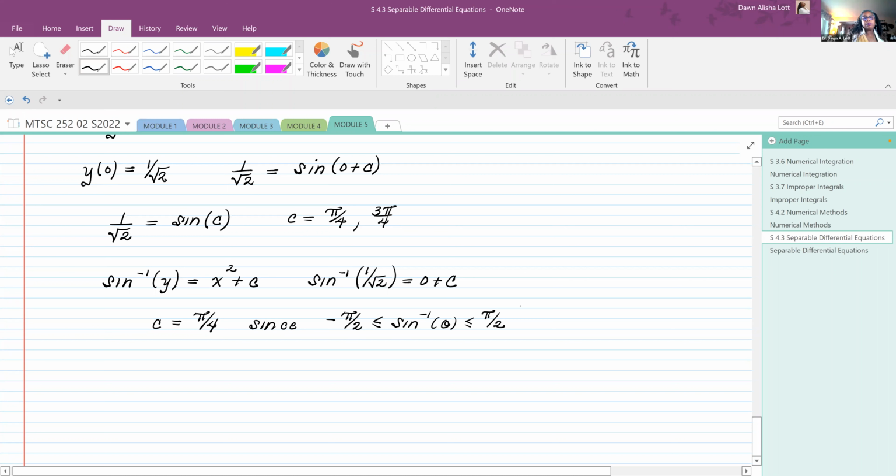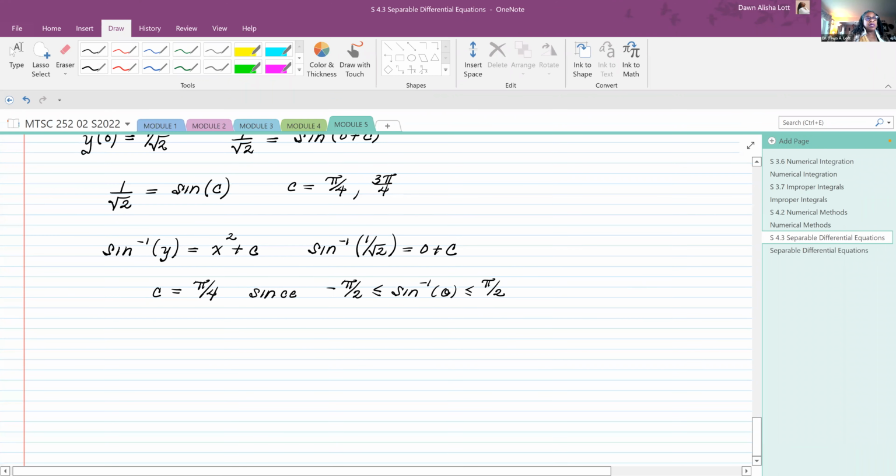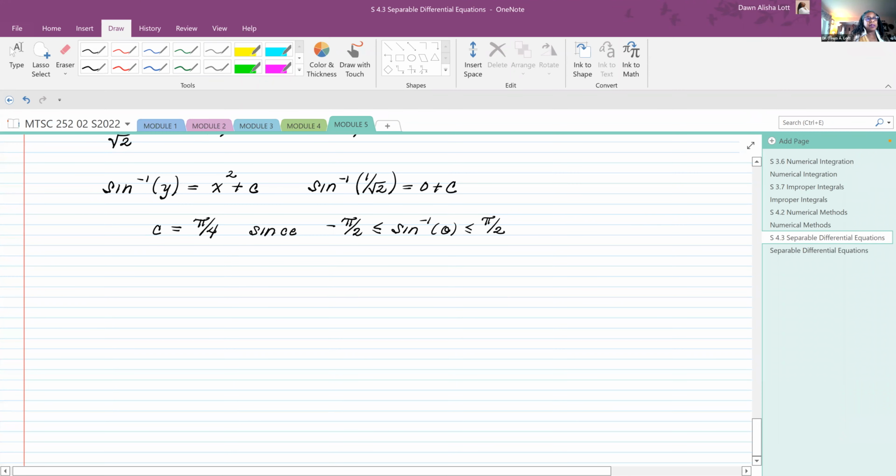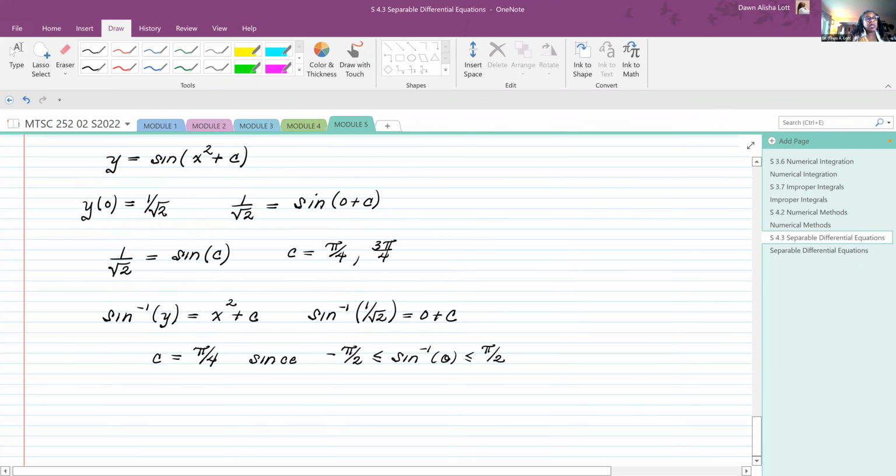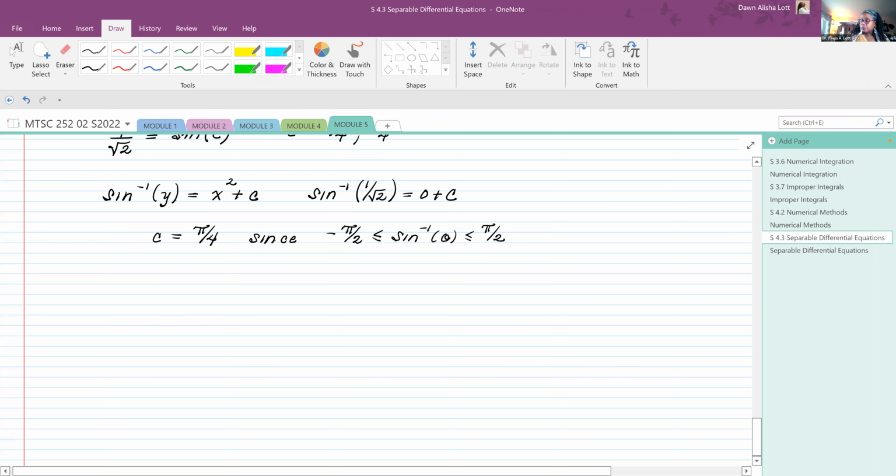Okay. All righty, so now we have an answer. y is equal to the sine of x squared plus pi over 4.